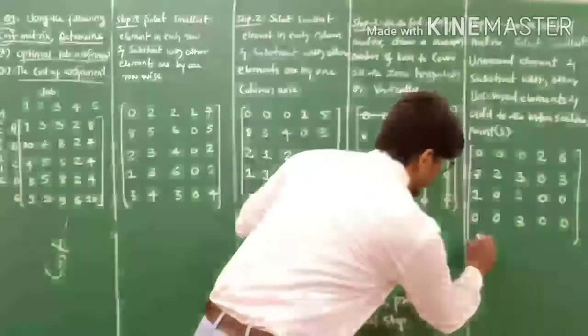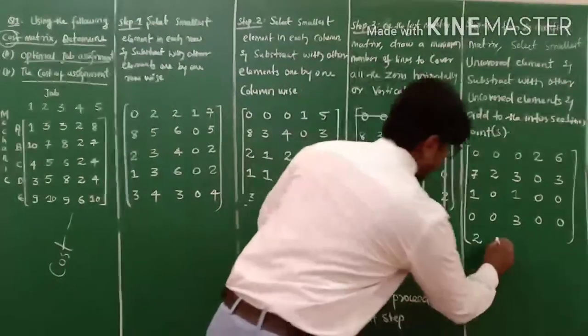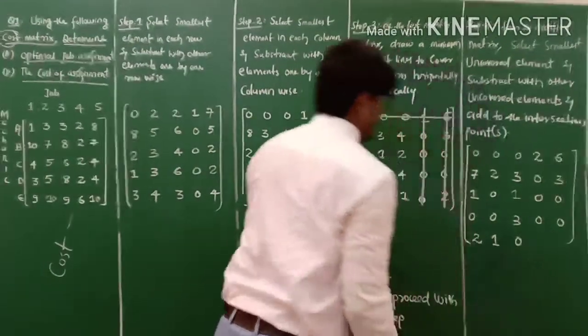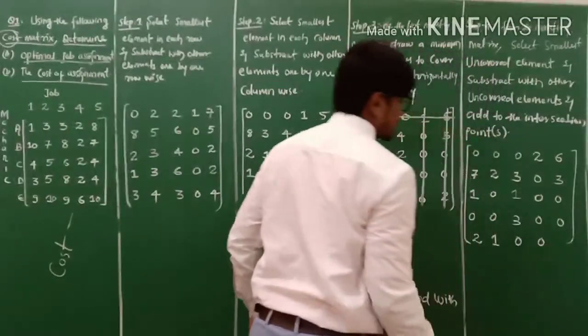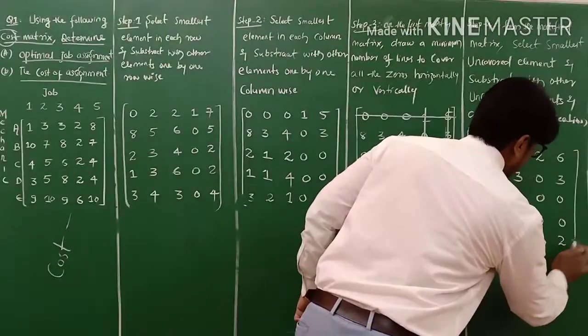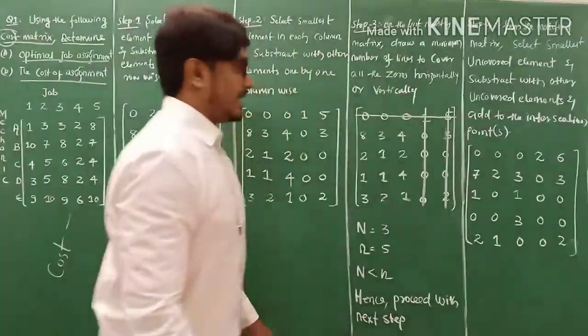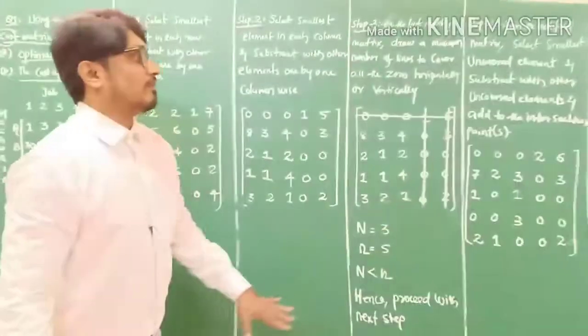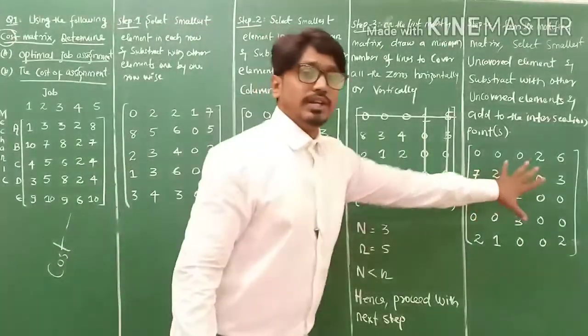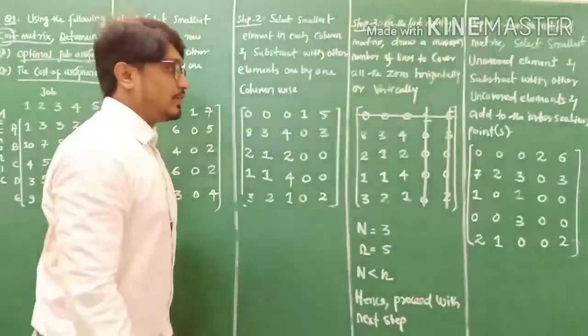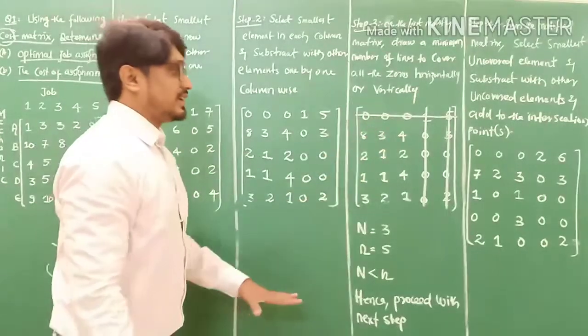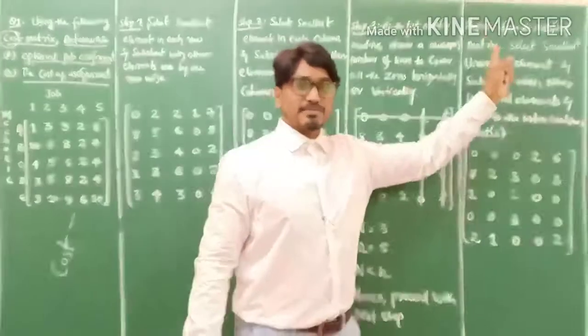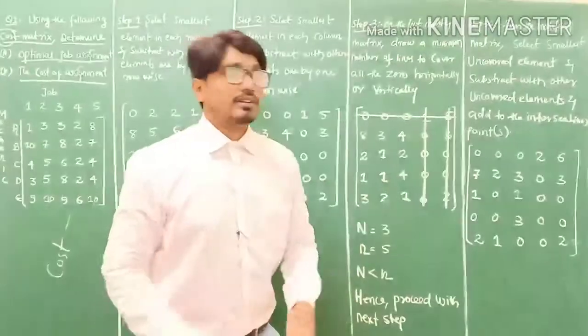3 minus 1 equals 2, my friends. 2 minus 1 equals 1. 1 minus 1 equals 0. 0 keep as it is, 2 keep as it is because it is a line-drawn element. 5, 9. We got the new modified matrix. Okay, I think you understood the entire steps of step number 4.